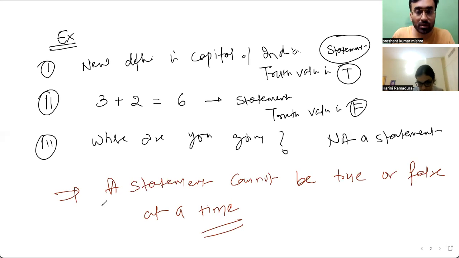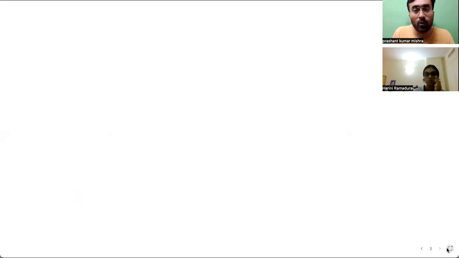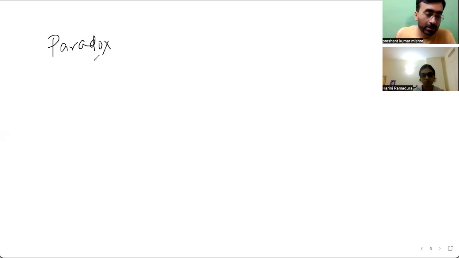Okay, got it? This is the concept. It can either be true or it can be false, nothing else. Now, next thing is paradox. A paradox is a sentence which is both true and false at the same time. I will give you an example.